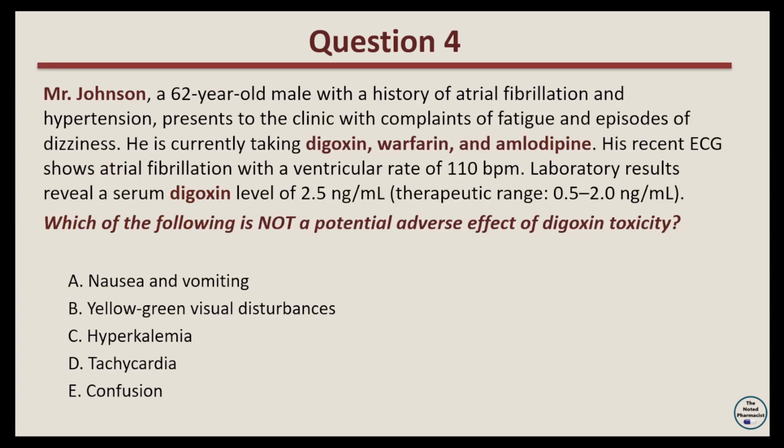Question 4. Mr. Johnson, a 62-year-old male with a history of atrial fibrillation and hypertension, presents to the clinic with complaints of fatigue and episodes of dizziness. He is currently taking digoxin, warfarin, and amlodipine. His recent ECG shows atrial fibrillation with a ventricular rate of 110 bpm. Laboratory results reveal a serum digoxin level of 2.5 nanograms per milliliter, therapeutic range, 0.5 to 2.0 nanograms per milliliter.